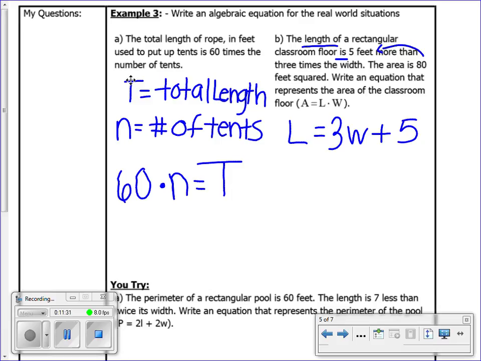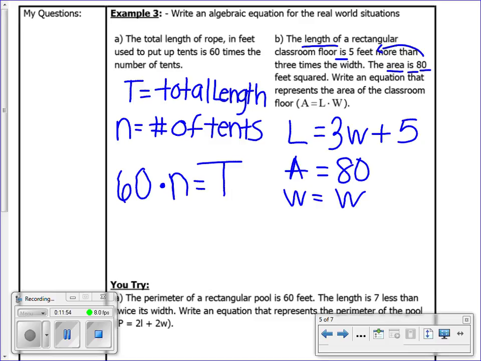The second sentence says the area is. So we're going to say A equals, area is 80. And then it says to write an equation that represents the area of the classroom floor. So what don't we know? We know A, we know L, but we don't know W. So we're going to represent W as W.